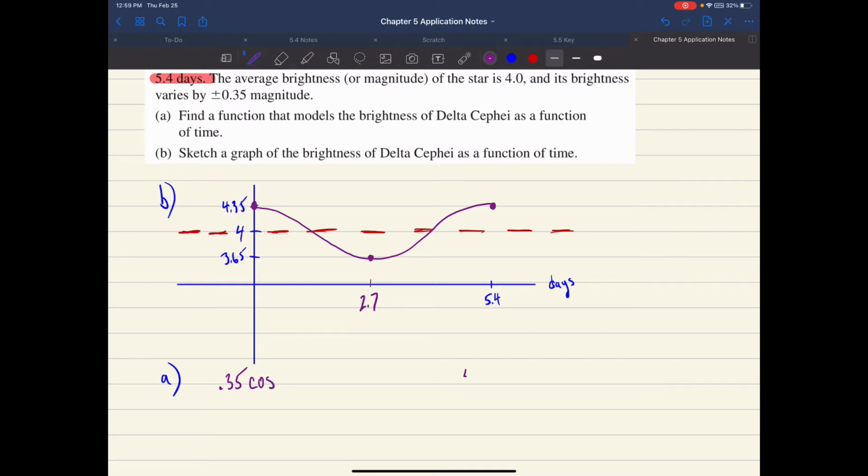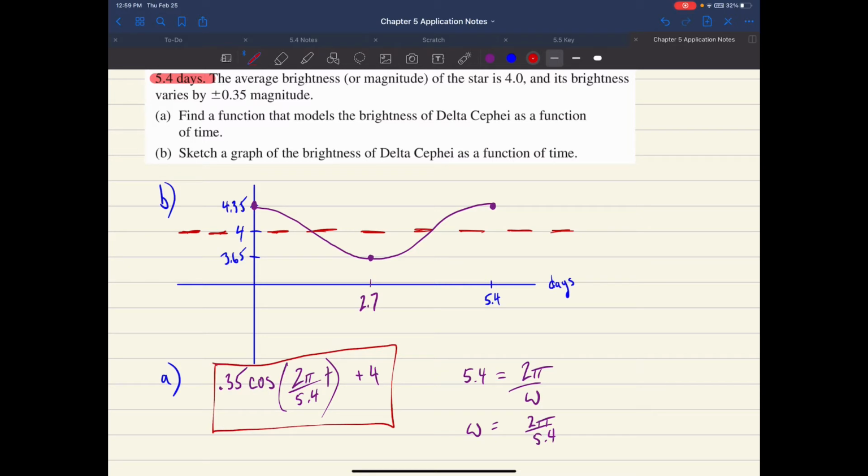The period is 5.4. So we set that equal to 2 pi over omega. And so omega is 2 pi over 5.4. I am not going to convert that to a decimal. I'm just going to leave it because it gets messy if we do too much here. So I will go 2 pi over 5.4 t. So that's inside the trig function. And then it has a vertical shift of 4. And that is our function, 0.35 cosine of 2 pi over 5.4 t plus 4.